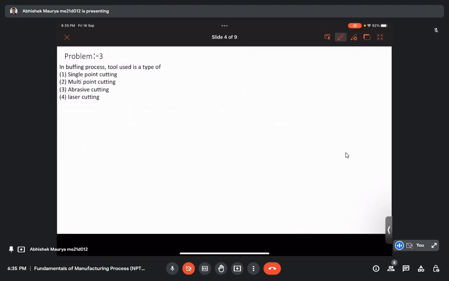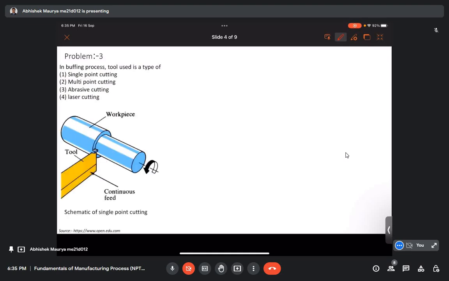First of all, let's look at the different options one by one: single point cutting, multi point cutting, abrasive cutting, laser cutting. Then it will be easier for everyone to understand. So this is a schematic of single point cutting. Basically, here we have a workpiece and only a single tool. When we have one tool and one workpiece, and we are cutting the material, only one cutting edge is coming in contact with the workpiece. So that kind of process is called single point cutting.